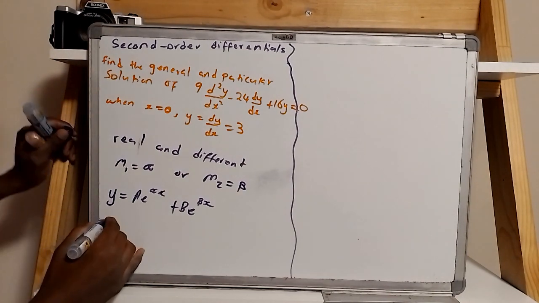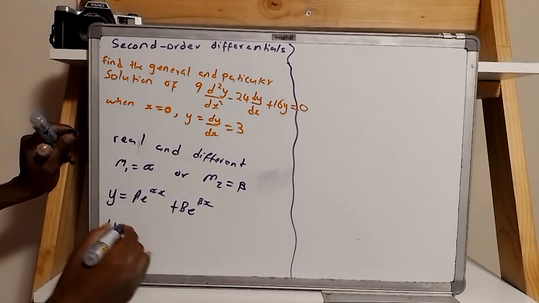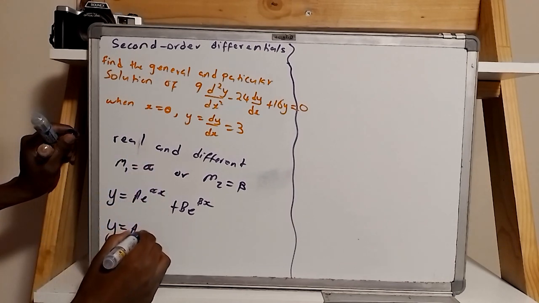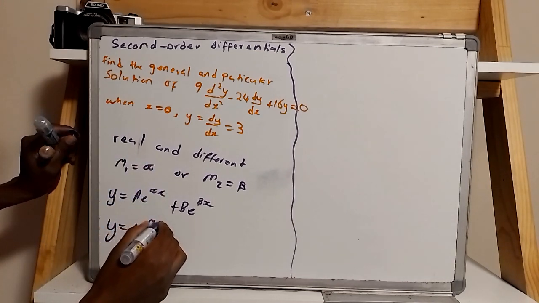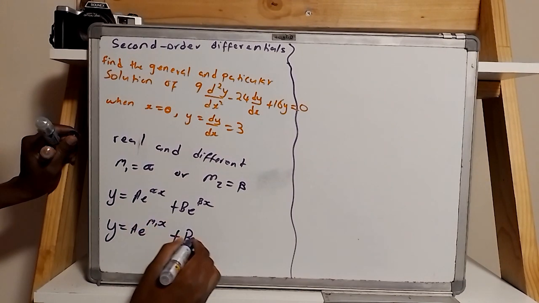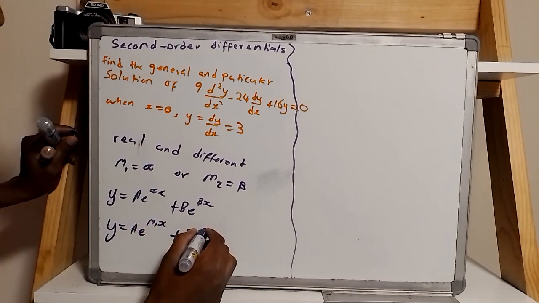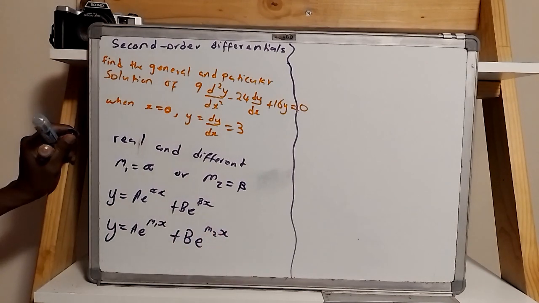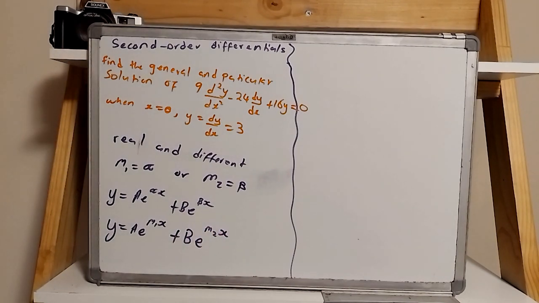Or we said this will be a e to the m1 x plus b e to the m2 x. This is how you want to write it, right? This is where you have real and different or distinct values.